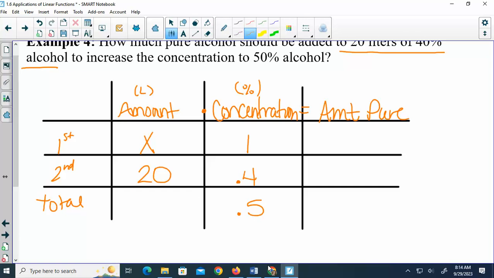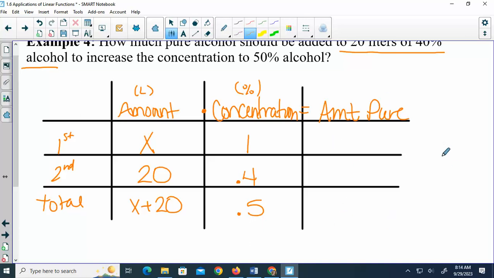All right, now we have to figure out how to fill in the rest. The amount of my total. If I put in 5 liters of the first one and 20 liters of the second one, how much do I have? 25. If I put in 10 of the first one and 20 of the second one, we have 30. How are we getting those? Add them. So if I put in X of the first and 20 of the second, then in the total, we have X plus 20.